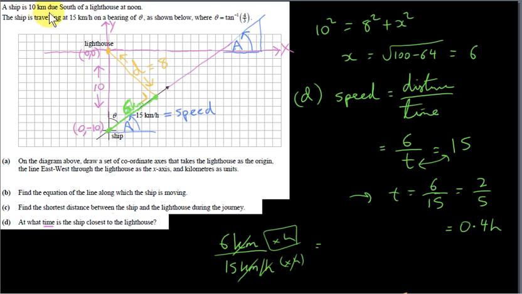Now, we were told that the ship is 10 kilometers due south of the lighthouse at noon. So at noon, which is 12 a.m., the ship was here. And 0.4 hours later, the ship is here. So 0.4 hours in minutes is 0.4 multiplied by 60. That's 24 minutes. So at 12 a.m. the ship is here, which means that at 12:24 the ship is here. So that's the answer. 12:24 a.m. or p.m. actually, sorry.